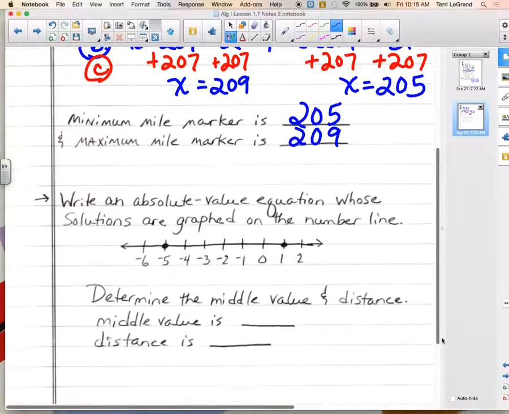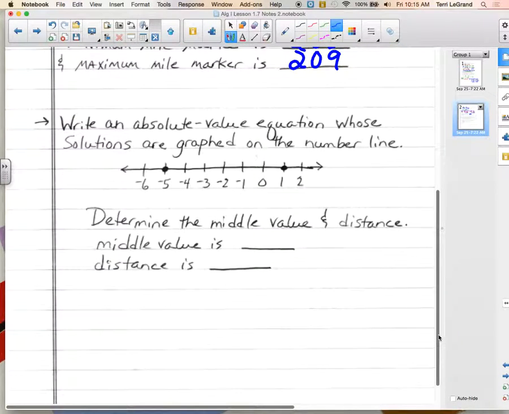So the other thing we have to do is sometimes they'll just give us the solutions graphed on a number line, and we have to go from there to getting what absolute value equation this represents. So here we have, write an absolute value equation whose solutions are graphed on the number line. So what are the solutions? What is this showing? Okay, so -5, so let's just write that. Solutions are -5 and 1, right? Okay.